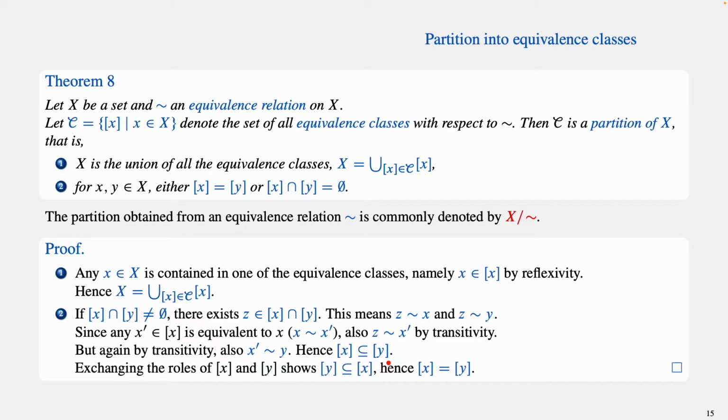But now we can just reverse the roles of X and Y. So instead of X prime, we take a Y prime in bracket Y, and then we find in exactly the same way that Y bracket is contained in X bracket. And this means the equivalence classes are identical. And this proves the second part. And so we have shown that the collection of equivalence classes is a partition of the original set X.